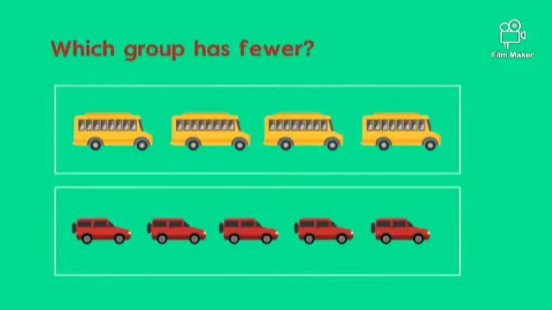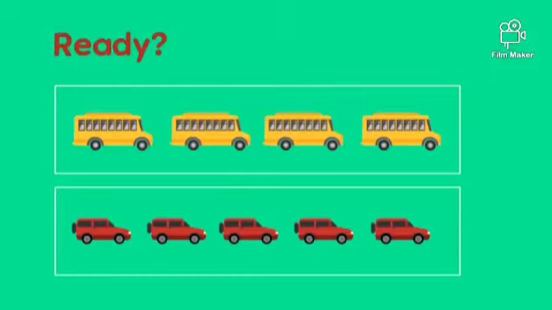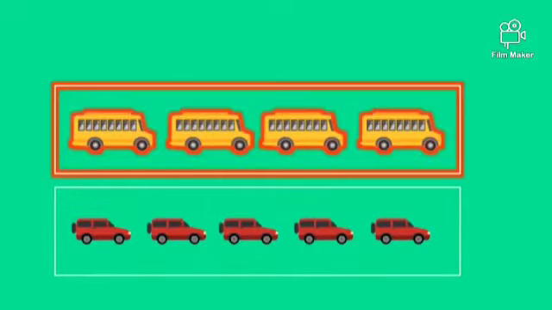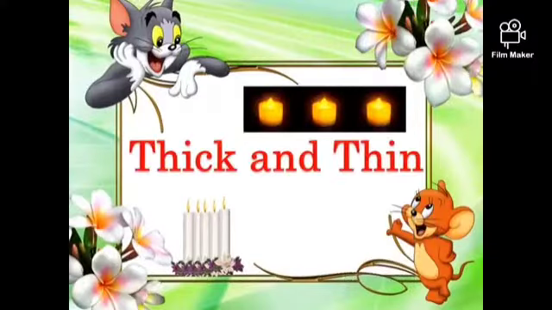Just one more. Now, in first picture, there are 4 buses. And in second picture, there are 5 cars. Now, you have to find out which picture has less objects. Think and tell me the answer. Lesser one. Very good. There are only 4 buses. So, picture A has less objects.